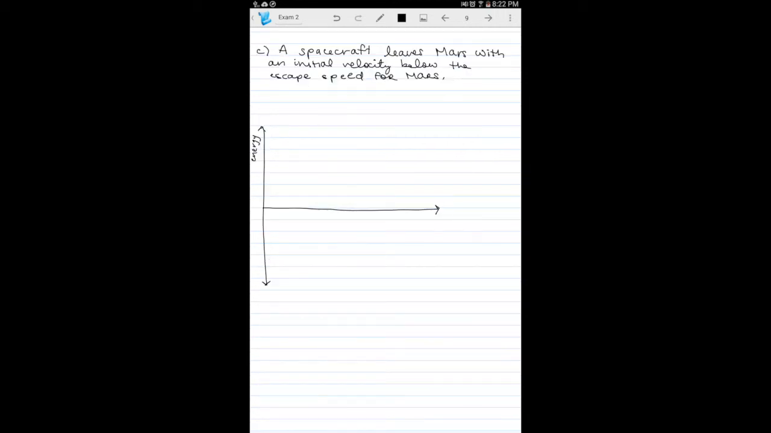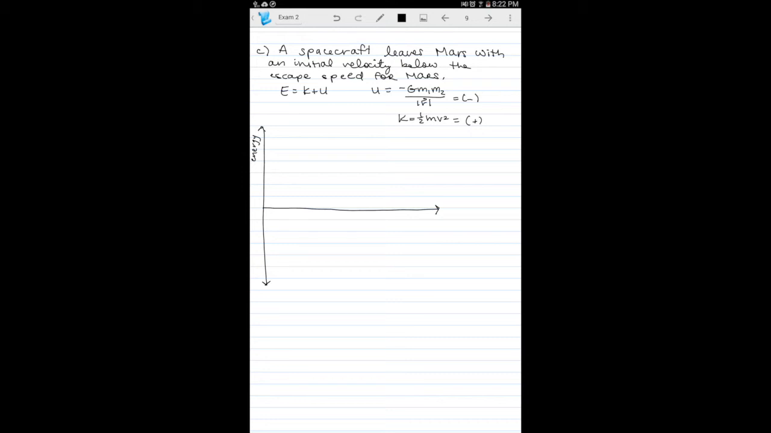In part C, we have a spacecraft that leaves Mars with an initial velocity below the escape speed for Mars. Again, we're going to start from the energy principle. Energy equals kinetic energy plus potential energy. The equation for potential energy is going to be the equation for potential energy not on the Earth, which is going to be negative, and kinetic energy is again going to be 1/2 mass times velocity squared, which is going to be positive.